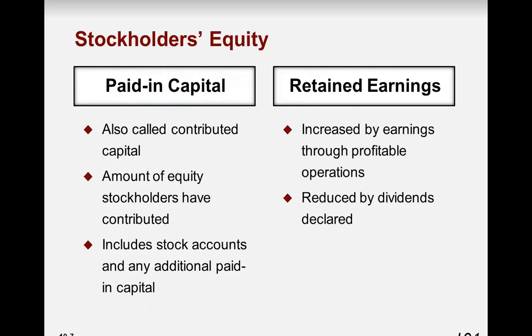Retained earnings are the increased earnings through the profitable operations of the business, and it is reduced by dividends paid out. So we've seen how retained earnings increase by looking at the statement of retained earnings. Beginning retained earnings plus net income minus dividends equals ending retained earnings. There will be a few problems in your assignments where you need to remember how retained earnings is calculated and know that you need to add net income to that to get the correct answers on the assignments.